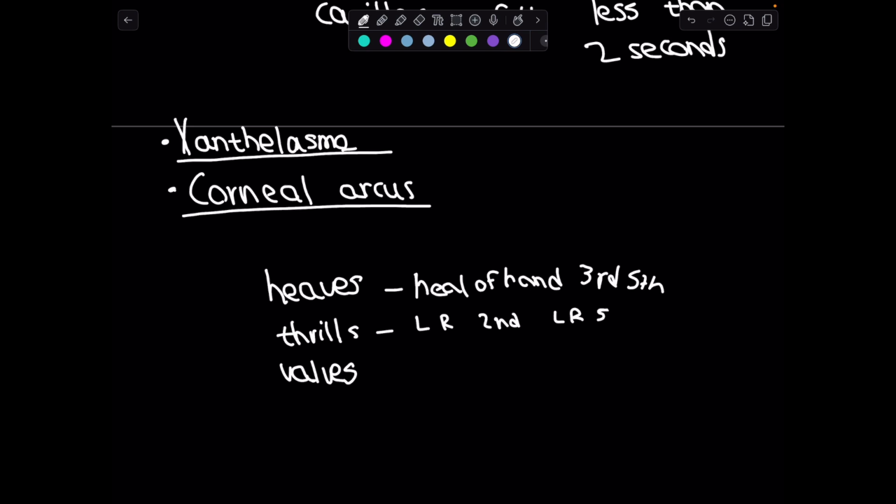All right, let's straighten it out. For thrills, you check the aortic area, right second intercostal space, near sternum. Pulmonic area, left second intercostal space, near sternum. Tricuspid area, left lower sternum, fourth, fifth intercostal space, and mitral area, left fifth intercostal space, midclavicular line. I'm so confused.